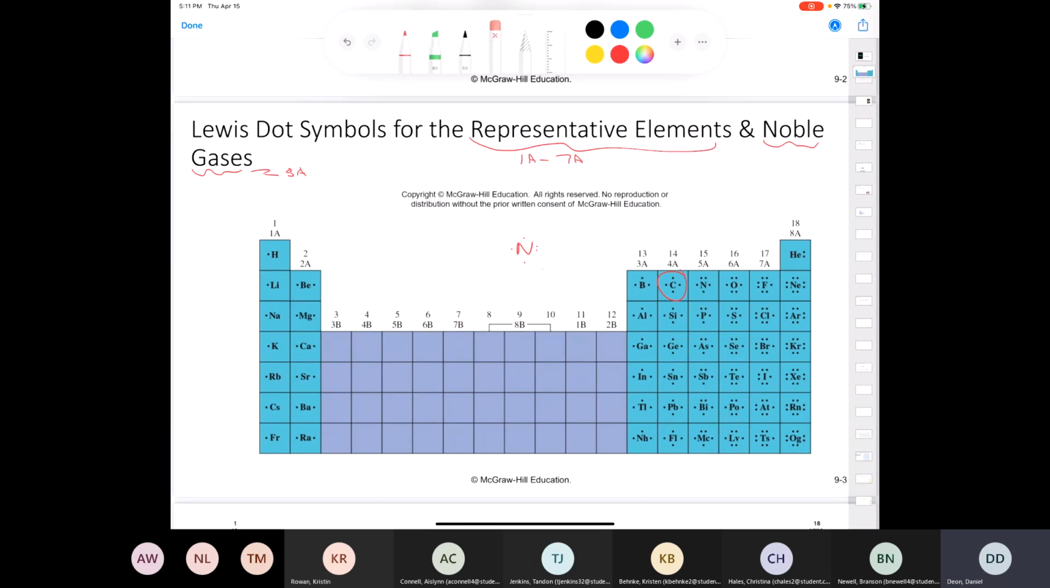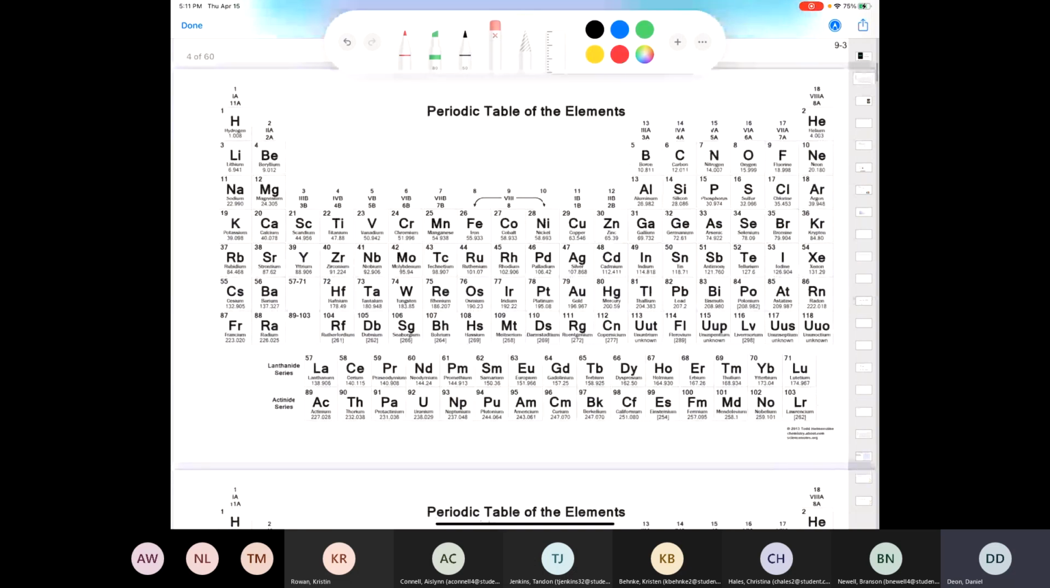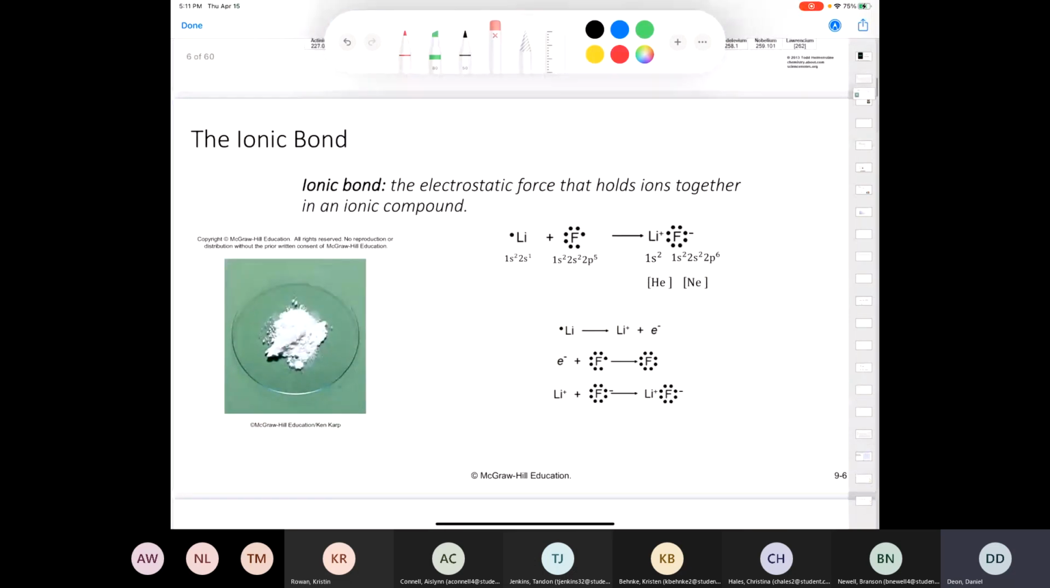There we go. So Lewis dot symbols. And we're going to use these a lot this evening. So let's move on from there and let's talk about what an ionic bond is, right? We've talked about ionic compounds when we looked at nomenclature, and we said an ionic compound is usually formed between the cation of a metal and the anion of a nonmetal.